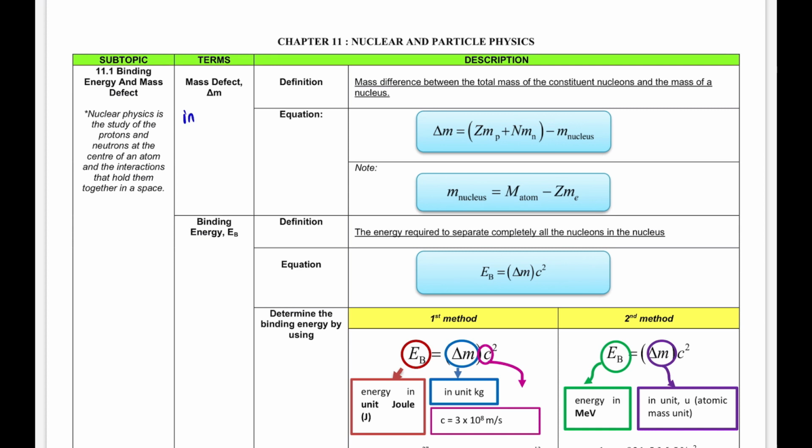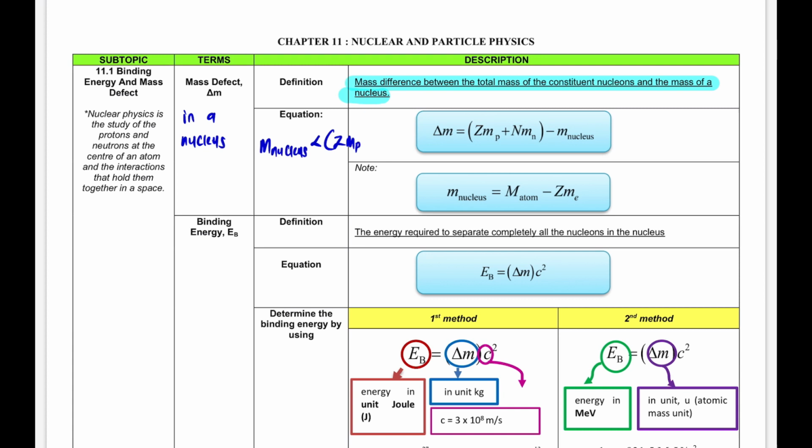together in a space. So, mass defect, which is delta M, only occurs in a nucleus, where its definition is the mass difference between the total mass of the constituent nucleons and the mass of a nucleus. In reality, the mass of a nucleus is always less than the total mass of its constituent nucleons.